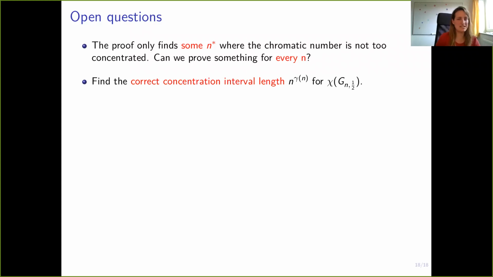Now, ultimately, of course, what we want is to find the correct concentration interval length. And I very much suspect that the exponent of the correct length depends on n, like it does for the exponent of the concentration interval length for the number of alpha sets. So I think this gamma is some function of the exponent for the number of alpha sets.